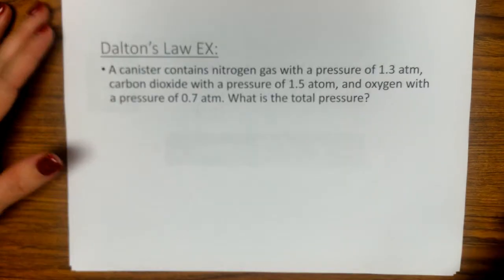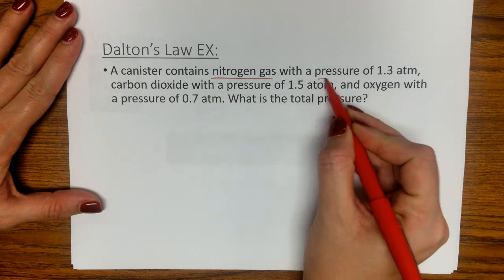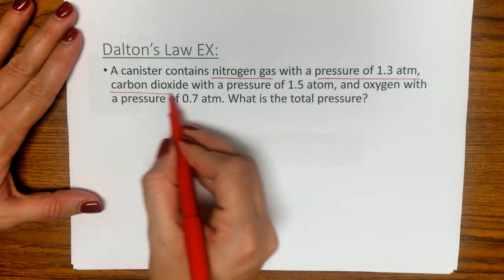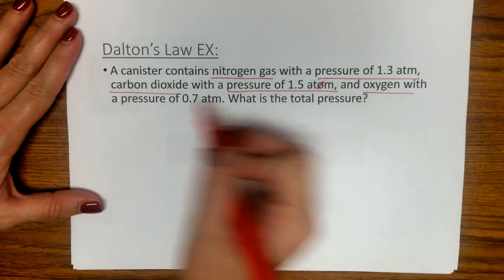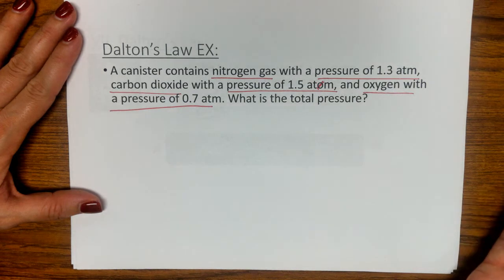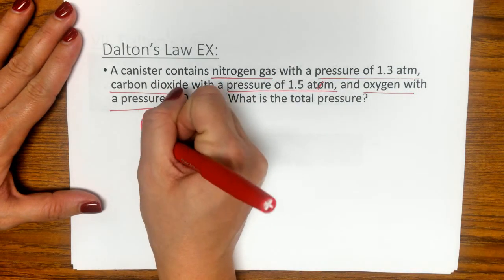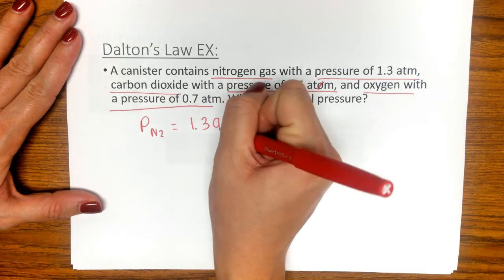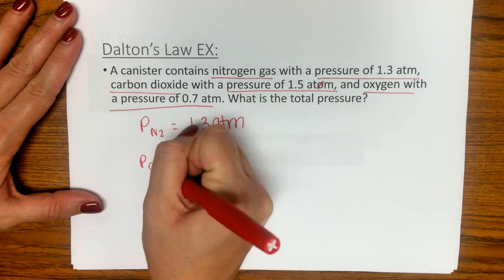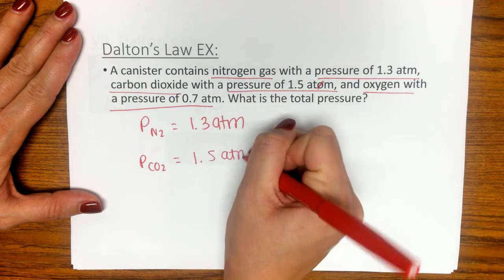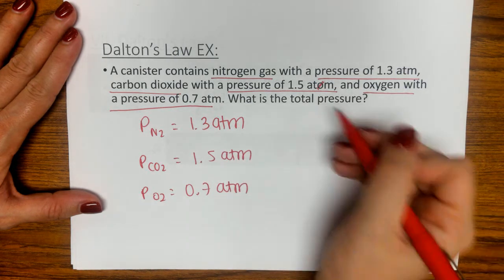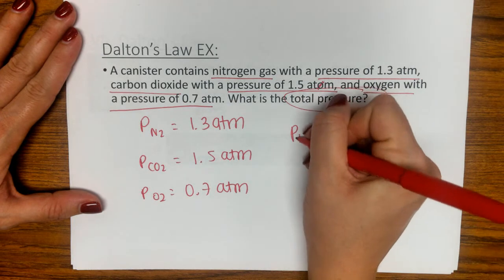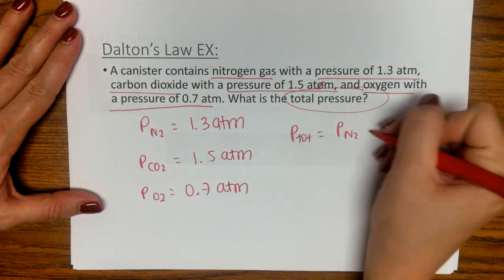Our first example is this one. A canister contains nitrogen gas that has a pressure of 1.3 atm, carbon dioxide with a pressure of 1.5 atm, and oxygen with a pressure of 0.7 atm. What is the total pressure? So our pressure of nitrogen is 1.3 atm, our pressure of CO2 is 1.5 atm, and the pressure of O2 is 0.7 atm. To find the total pressure, P total equals the pressure of all the gases added together.